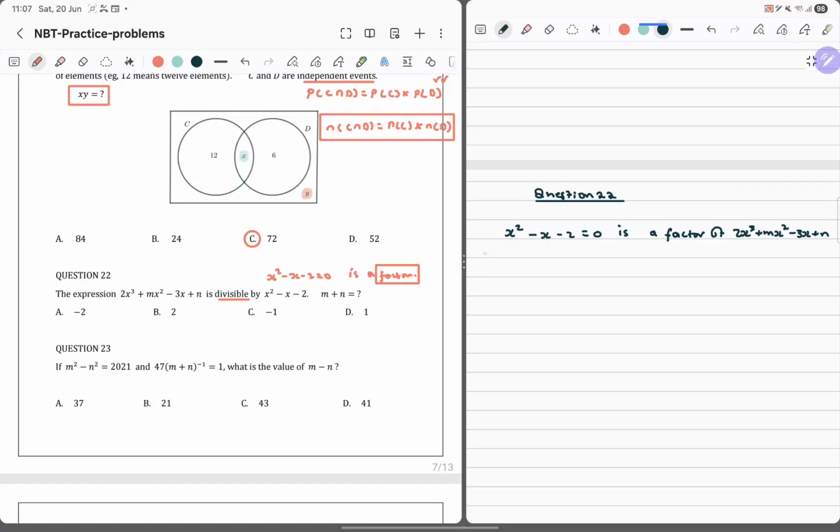Now what does this imply? We can factorize this even further. So this gives us x minus 2 plus 1. So this tells us that x is minus 1 or x is 2. So this means when we substitute these values into our cubic equation, it should give us 0. So that's the understanding.